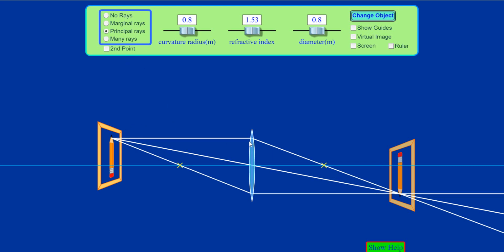A parallel ray converges as if through the F on the other side. Remember, F is always halfway to the center of curvature point. For this one, the image, right? This is a real image because we have the real light rays, solid lines, actually intersecting. So if I end up putting up a screen here, I'm going to get a nice mirror image of my candle. Nice and clear, nice and crisp.